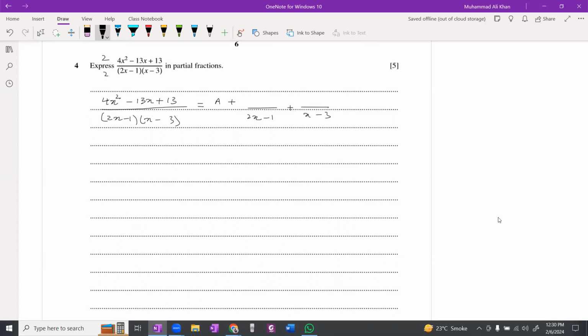Degree of denominator is 1, so here it is b. Degree of denominator of the second fraction is again 1, so here it is c. Now 4x squared minus 13x plus 13 equals, with a it will be (2x minus 1)(x minus 3).